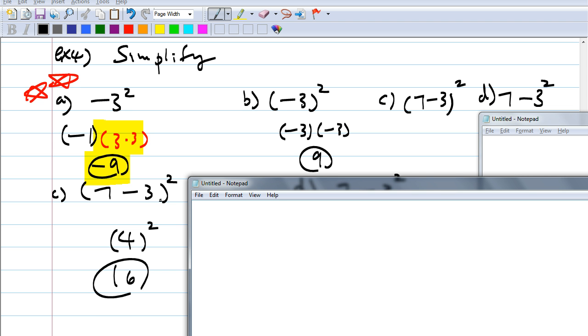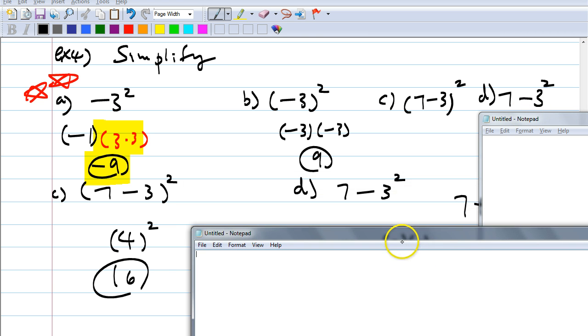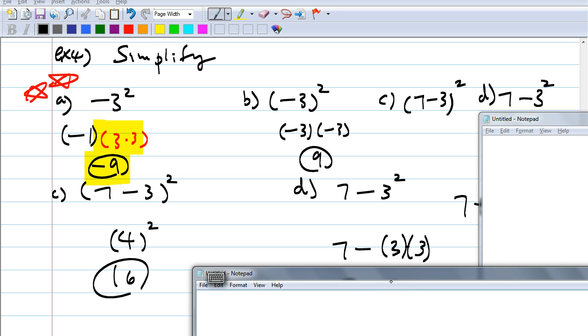Who's got D? 7 minus 3 to the second. First of all, let me ask you this. What is the base for the exponent 2 for D? How many people think it's 3? Raise your hand. How many people think it's negative 3? Raise your hand. Remember what I just told you. It's very similar to A. What is the base for this 2? Is it negative 3 or 3? 3. So what do you think? Is the base of this 2 on D 3 or negative 3? It's 3. So it should really be 7 minus 3 times 3. Isn't that right? Yeah.